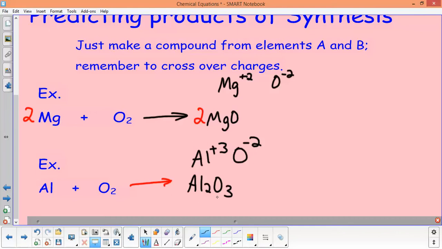If I'm to have 6 oxygens on this side, then I will have to multiply this whole thing by 2, which gives me 6 oxygens. Here I will have to multiply this by 3, which gives me 6 oxygens. When I put the 2 here, that gave me 4 aluminum, so I'll have to come over here and put a 4 there, and now it's balanced. And that's synthesis.